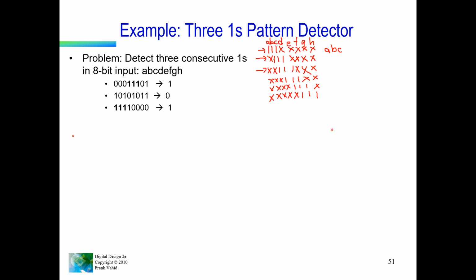And the second case can be represented by B, C, and D. And this case means that C and D and E must result in 1, because if there are 3 ones here, this results in 1. So I continue on like that. D, E, and F.